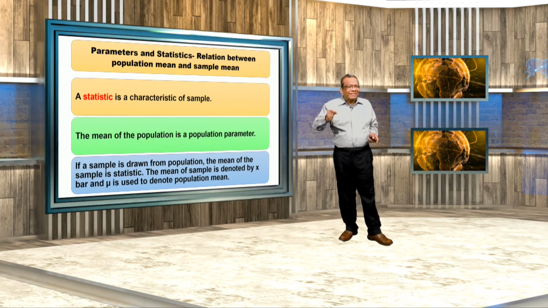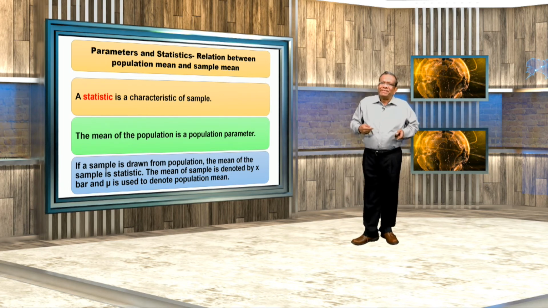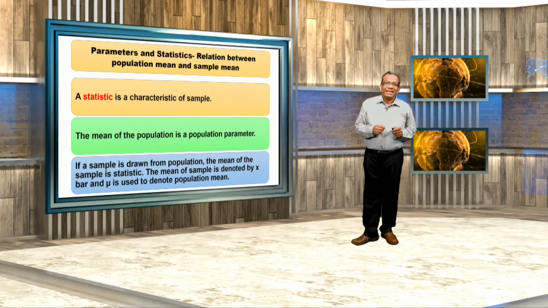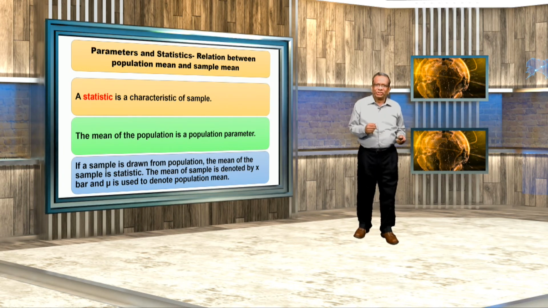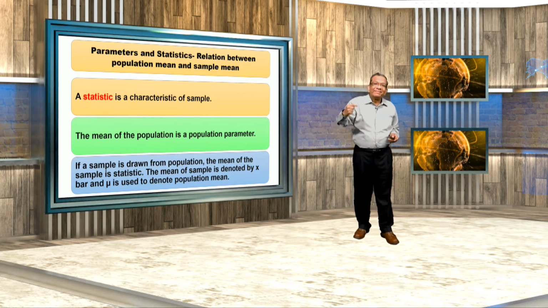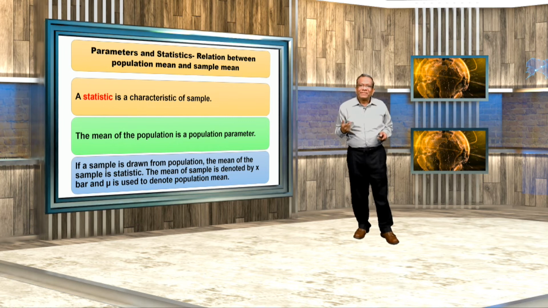A statistic is a characteristic of sample. The mean of the population is a population parameter. Therefore, the mean of the entire population of students is the population parameter. If a sample is drawn from the population, the mean of the sample is a statistic. Therefore, we have two words. One is the mean of the population, called parameter. The mean of the sample is called statistic. The mean of the sample is denoted by x bar and mu is used to denote the population mean.